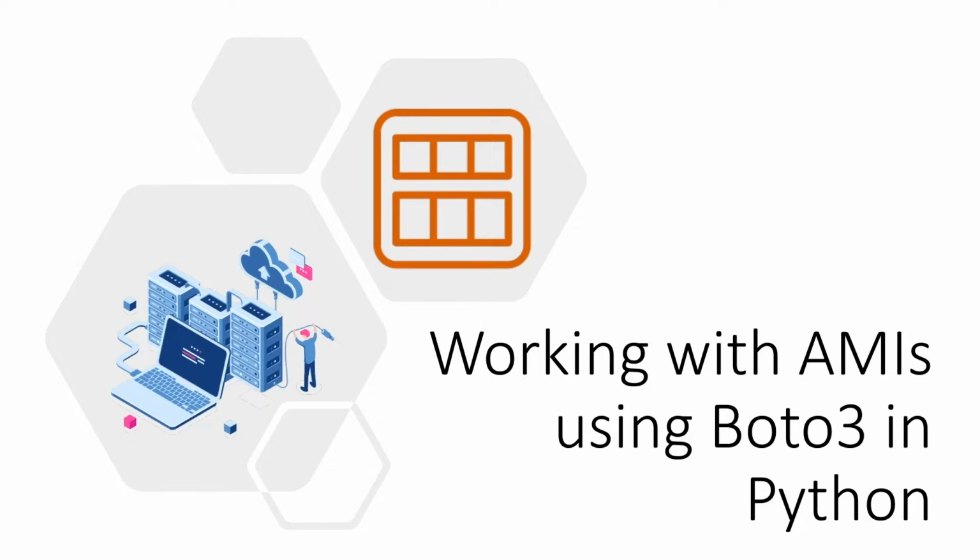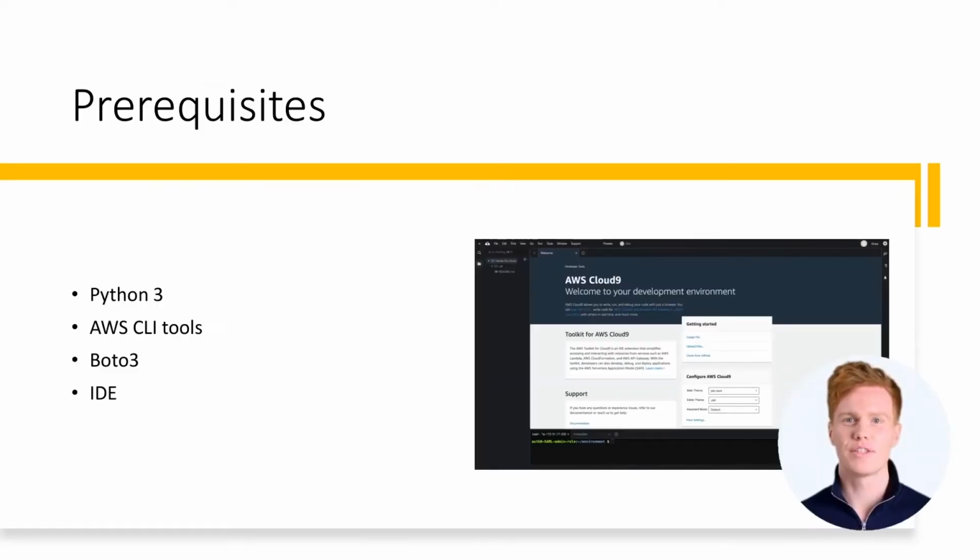In today's video, we'll cover the most common AMI operations that you might need to automate using Python and the Boto3 library. To be able to repeat our examples, you'll need Python 3 interpreter, AWS CLI tools, Boto3 module, and IDE. We'll be using Cloud 9 IDE in this video, but you can use your local IDE such as Visual Studio Code, IntelliJ IDEA, or even a text editor.